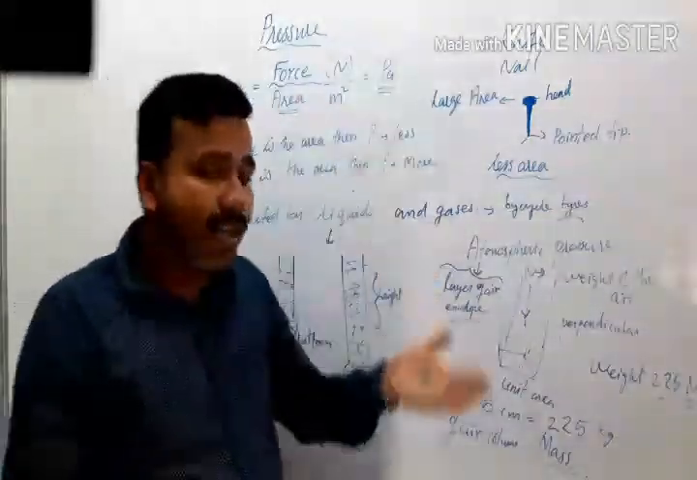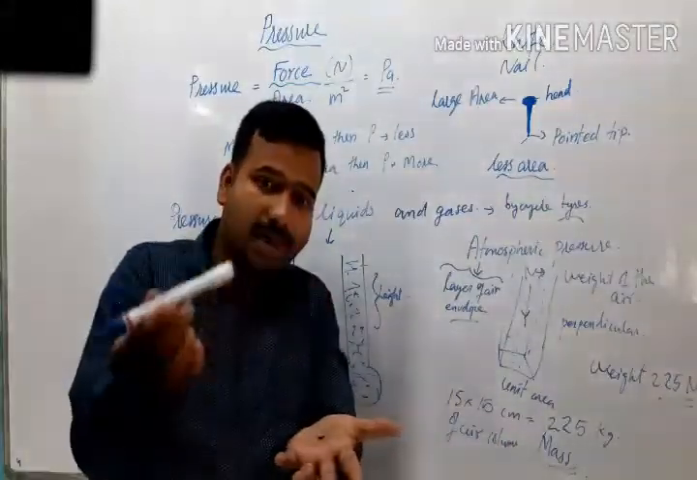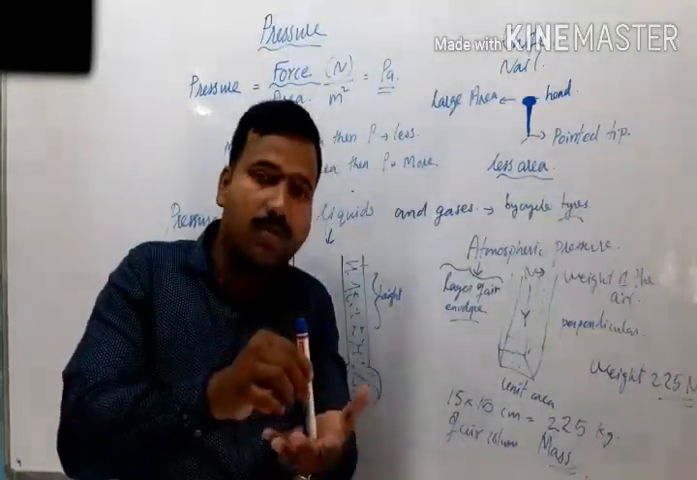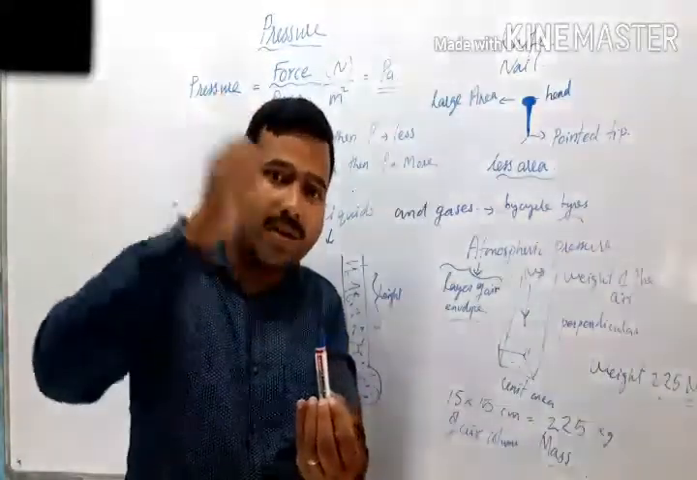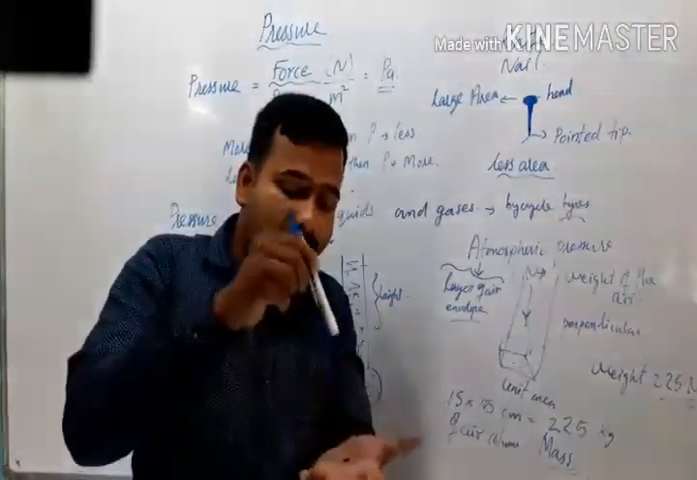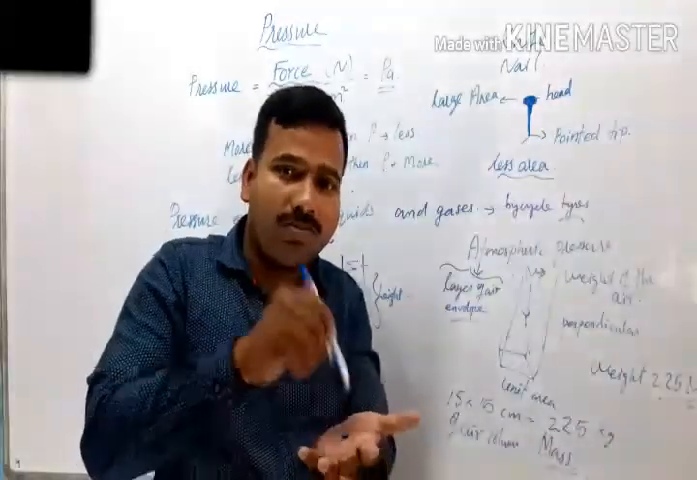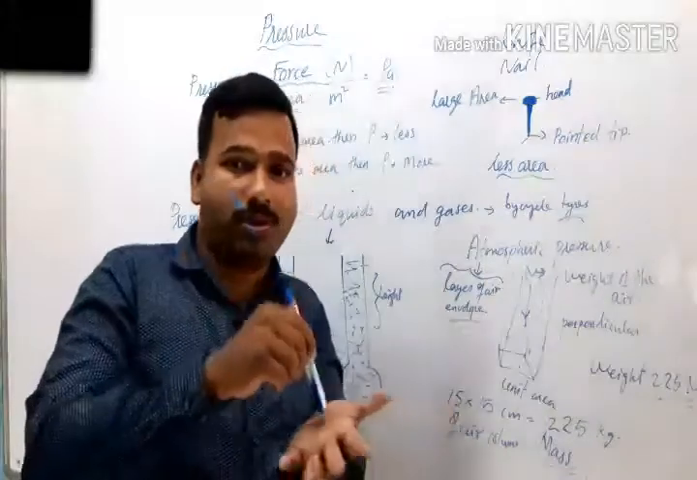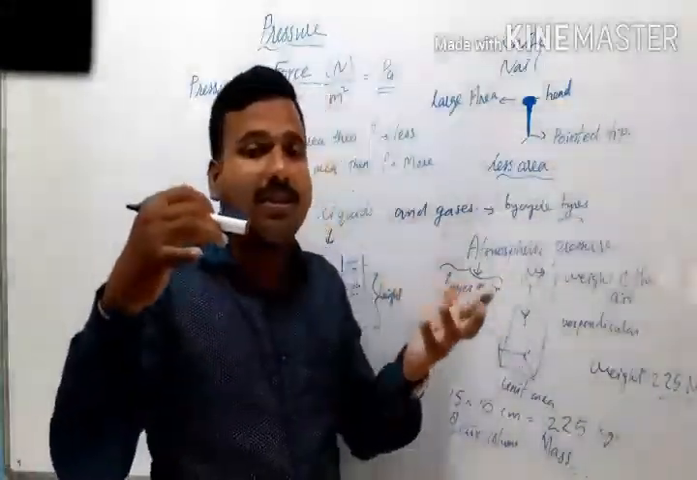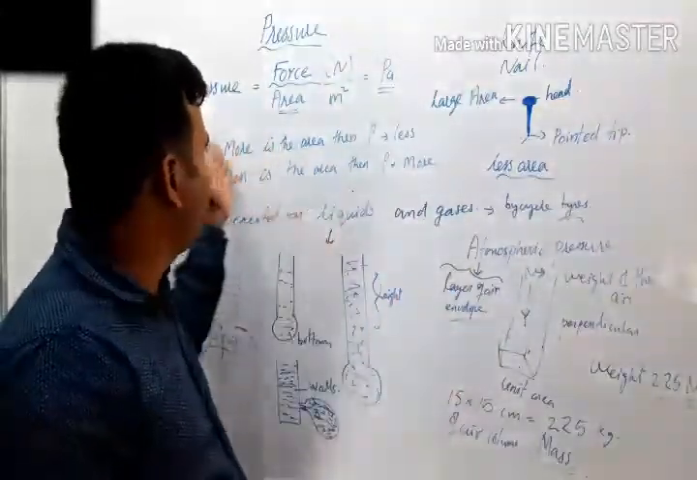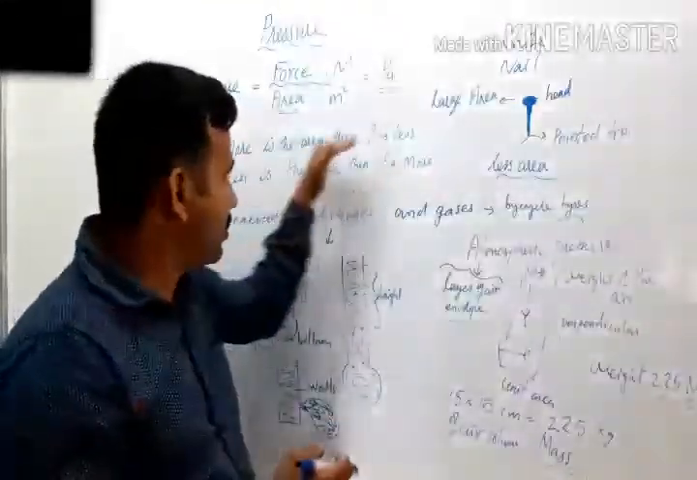Similarly, suppose we try the reverse case: if you keep the head of the nail onto the wooden board and start striking it with a hammer on its tip. What happens here? Will you be able to pierce the nail into the wooden board? You will not be able to pierce the nail into the wooden board. What is the reason? The reason is that here the area is more.